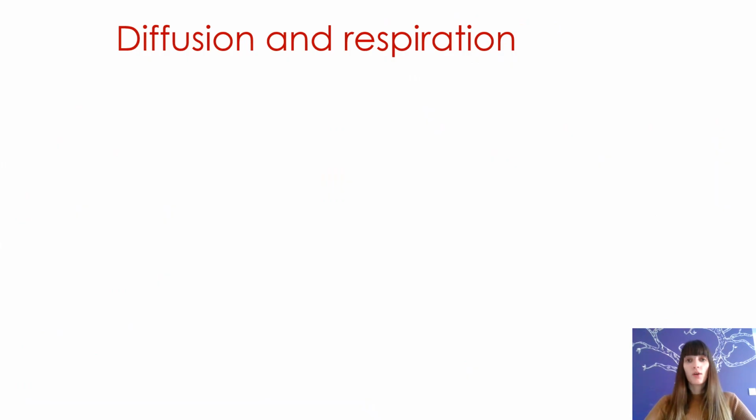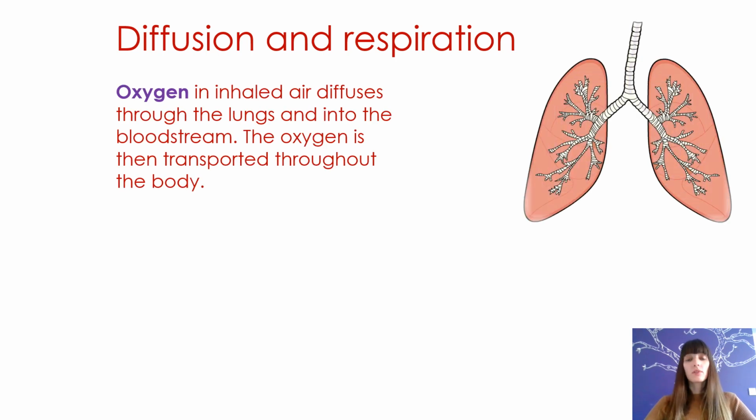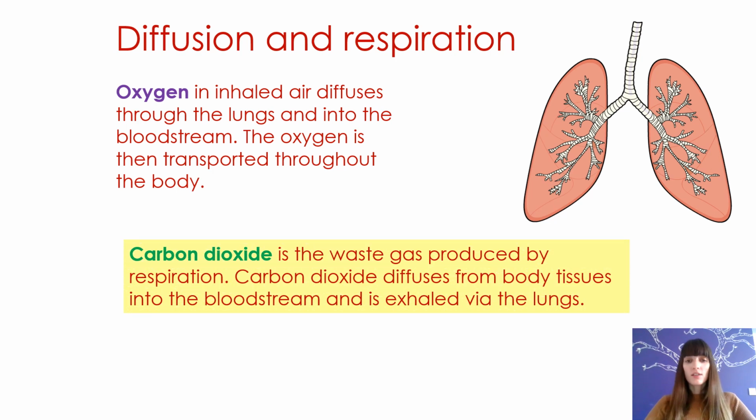So earlier in the video, we talked about oxygen and carbon dioxide being some of the main things that diffuse in and out of cells. And that's because respiration relies on diffusion. Oxygen in inhaled air diffuses through the lungs and into the bloodstream. The oxygen is then transported throughout the body, and hopefully you know that that's by our red blood cells. Carbon dioxide is the waste gas produced by respiration. Carbon dioxide diffuses from our body's tissues into the bloodstream and is exhaled via the lungs.